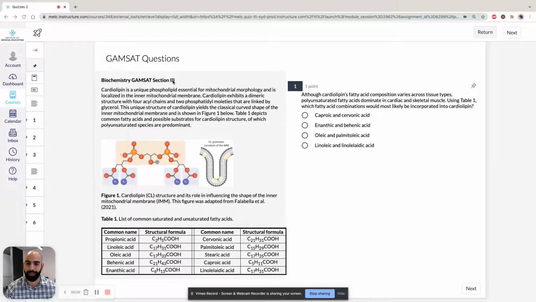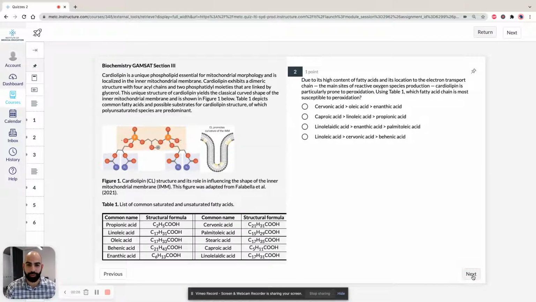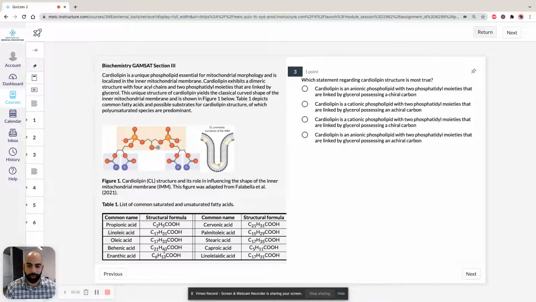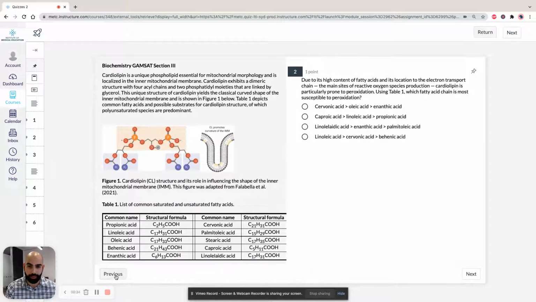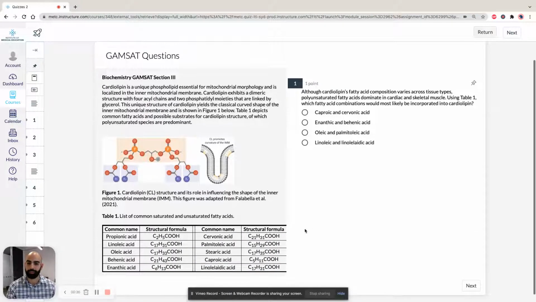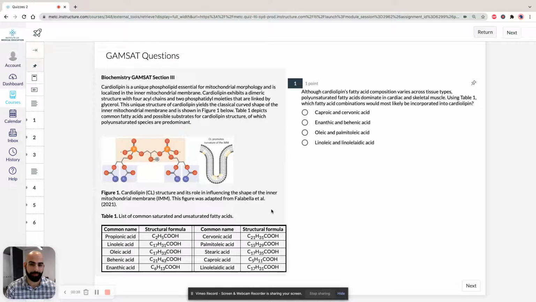GAMSAT Section 3 unit. So this unit has 3 questions, and before we get the ball rolling, it's probably a good start if you pause the screen, have a read of the stimulus, and have a read of the questions. So I'll just flick through the 3 questions just so you can pause the screen and have a read. So this is question 1, question 2, and question 3. So before we begin, just have a quick read of the stimulus and those questions, and then we can get stuck in.